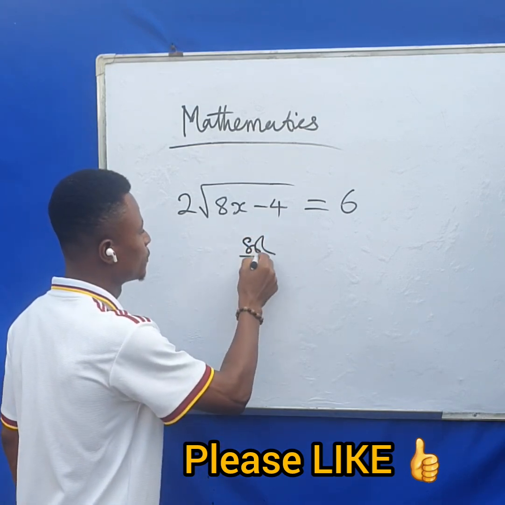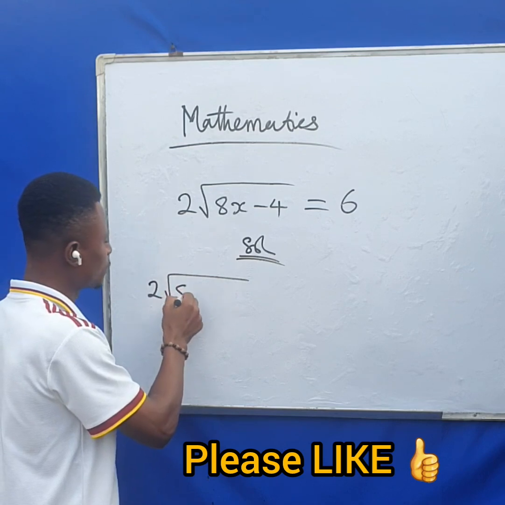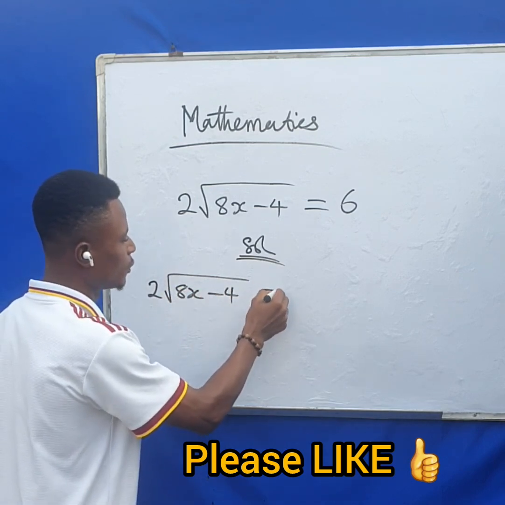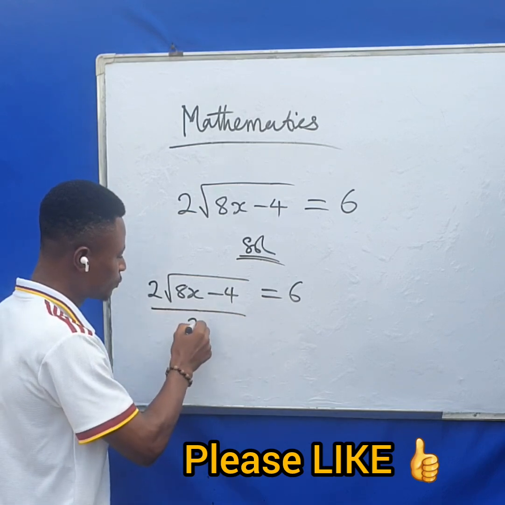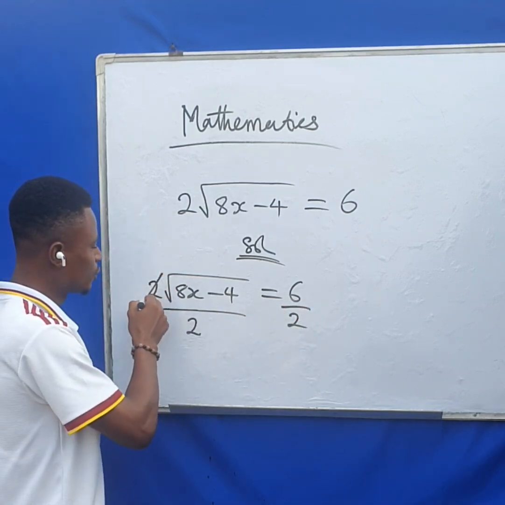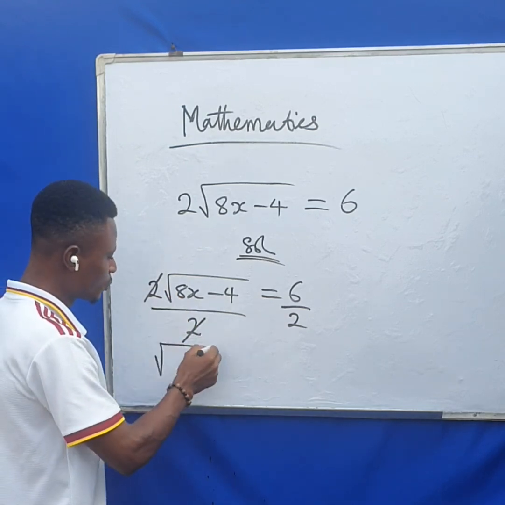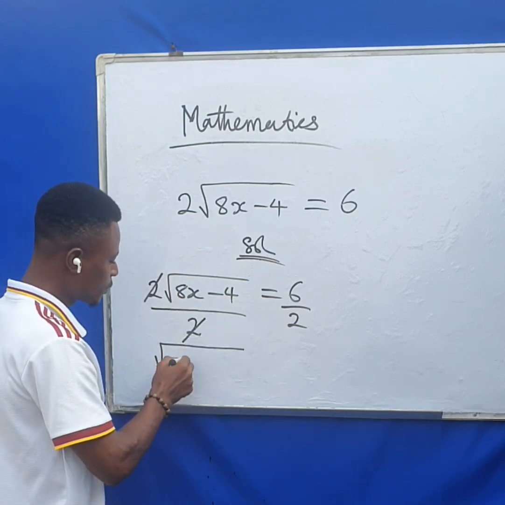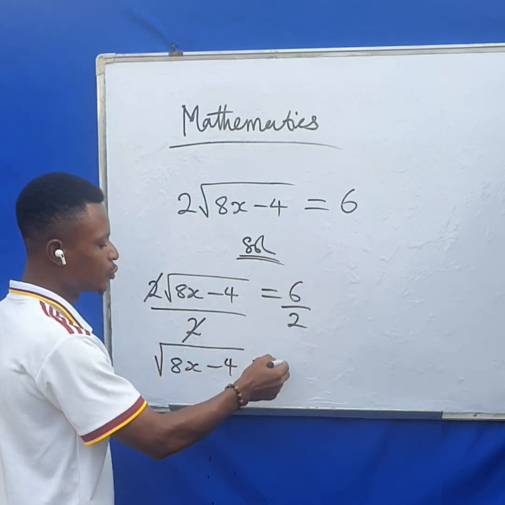Here's the solution. We have 2 root 8x minus 4 equal to 6. So we are going to divide this side by 2 and also divide this by 2. This 2 here will cancel this 2, and we are left with square root of 8x minus 4 equal to 6 divided by 2, which gives us 3.